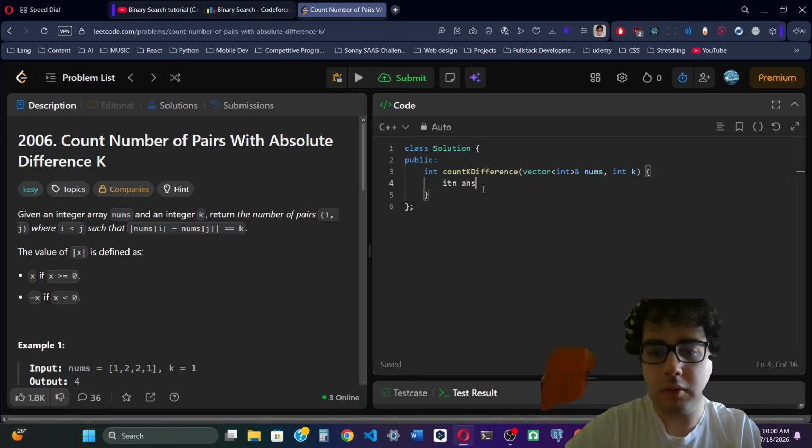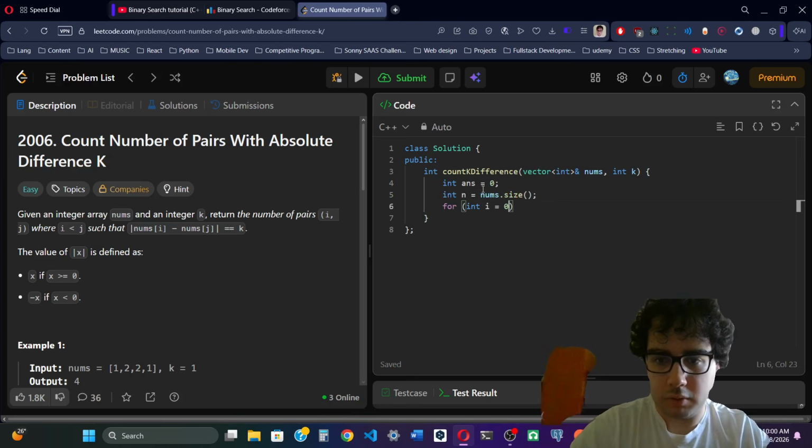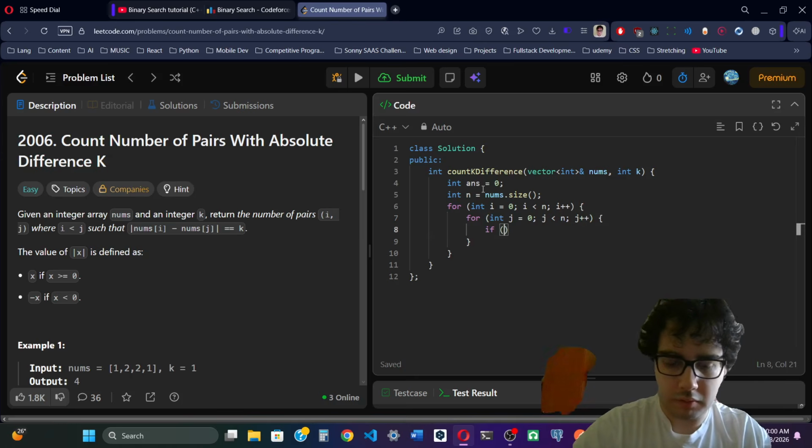Alright, so I'm gonna keep an ans. I'm also gonna keep an n, so I don't have to write it over and over again. I'm just gonna go with an outer loop and an inner loop. So now if i is equal to j, then we're gonna continue.